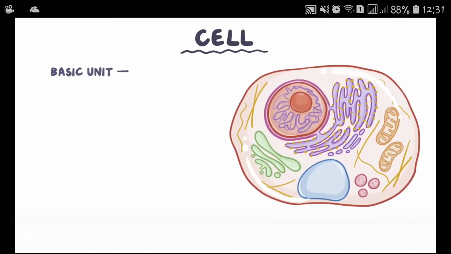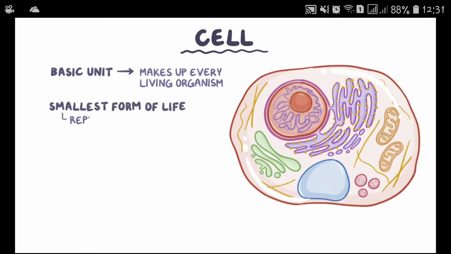The cell is the basic unit that makes up every living organism. It's the smallest form of life that can replicate on its own. But cells in our body differ quite a bit from each other.